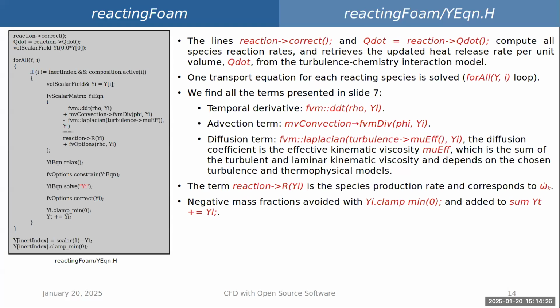Negative fractions are avoided by clamping the value to 0, and their sum is updated. Then the mass fraction of the inert species is computed as the remainder of the total sum, which allows you to solve one less equation for the species and consume less computation.